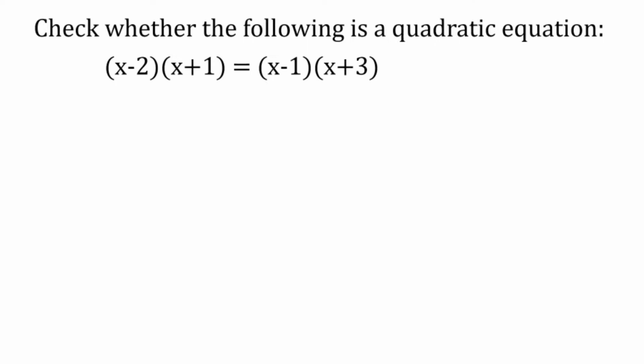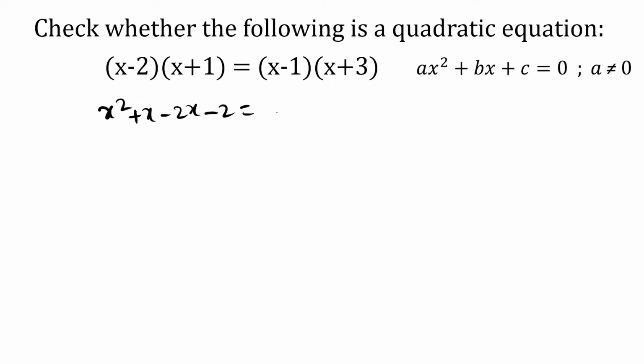Our next equation is (x - 2)(x + 1) = (x - 1)(x + 3). Again we will put it in the standard form ax² + bx + c = 0. So distributing x over x + 1, we get x² + x, and similarly -2 distributed over x + 1 gives -2x - 2, is equal to likewise x² + 3x and -x - 3.